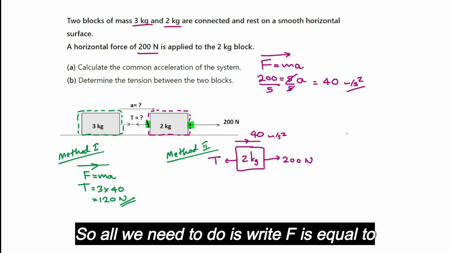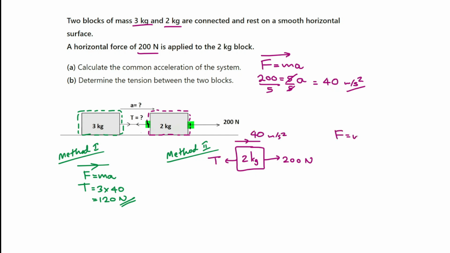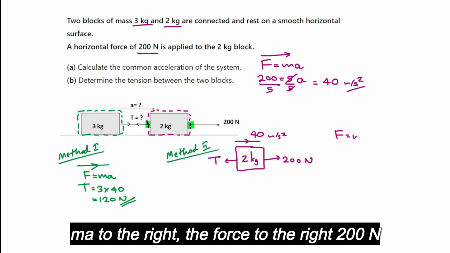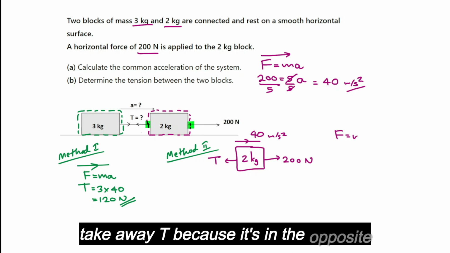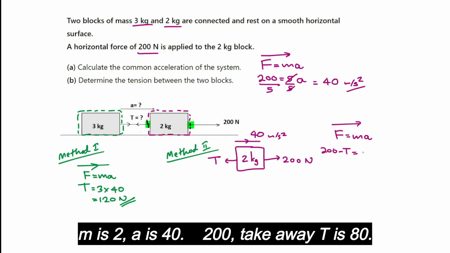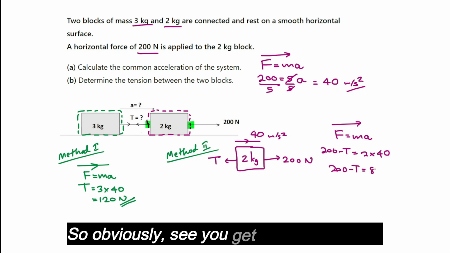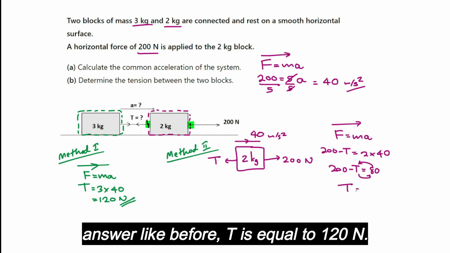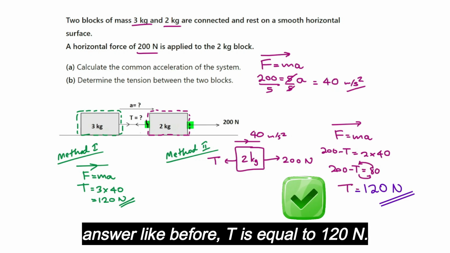So all we need to do is write F equals ma to the right. The force to the right, 200, take away T because it's in the opposite direction. M is 2, a is 40. 200 take away T is 80. So obviously, you get exactly the same answer as before. T is equal to 120 newtons.